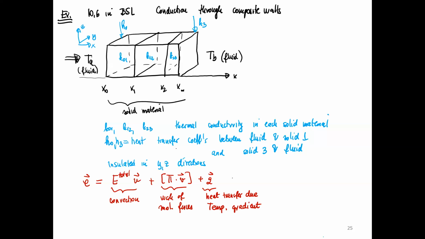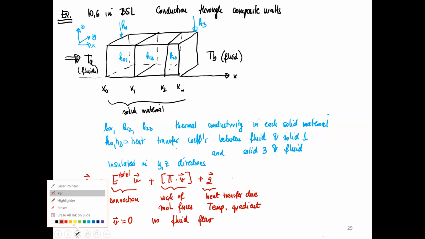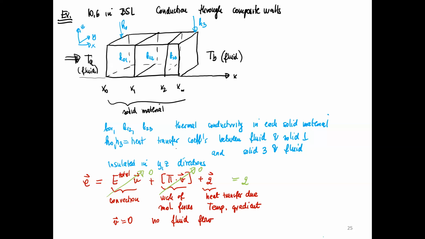Great news about this problem is that there is no fluid flowing. So V is zero, no fluid flow. And because of that, I can just say this is zero and this is zero. So all I'm looking at is heat transfer due to temperature gradient. That's the problem that is simpler to solve. So my energy flux is simply Q. Now my Q is QX, QY, QZ normally. So I have three components, it's a vector. But since I have insulation in Y and Z directions, these two are zero because of insulation. So all that is left is QX.